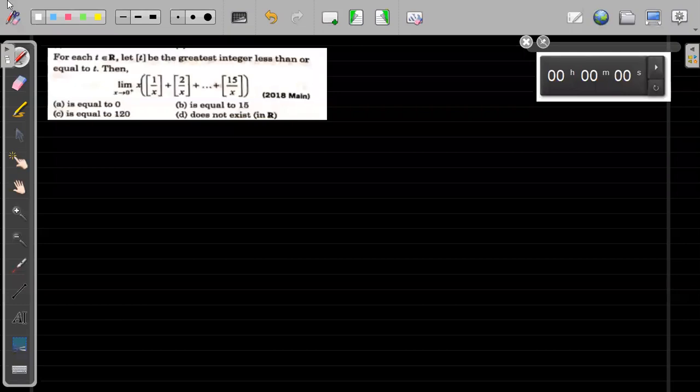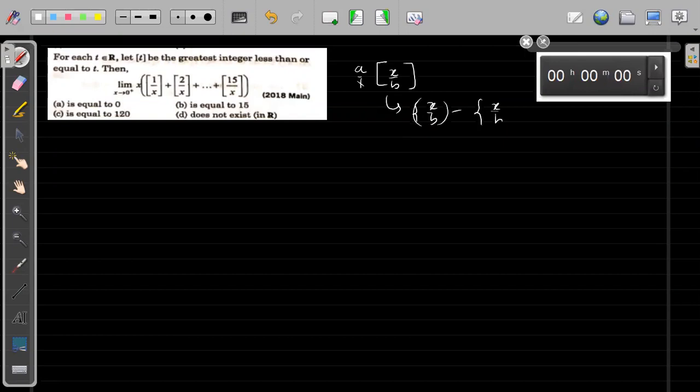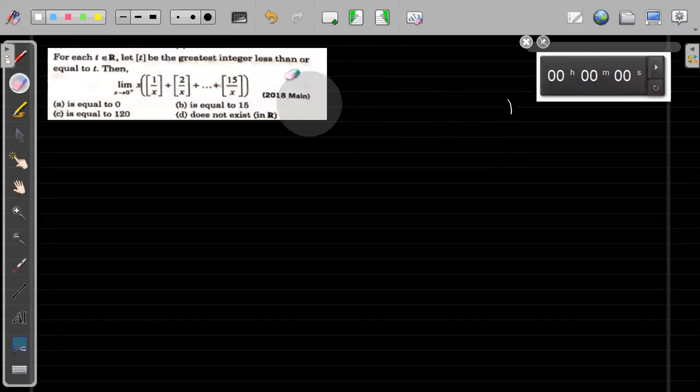Fine. See, this question we have already solved some form of. Where we have greatest integer of, I think it was a by x and it was x by b. I guess it was something like this. Then we wrote this as x by b minus the fractional part of x by b. So the answer was a by b or b by a, something like that. Exactly the same as the 2018 question.